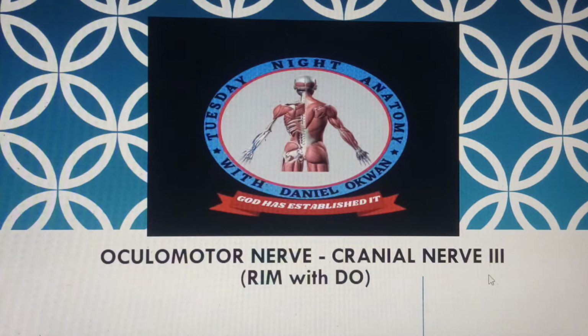So it means that at the end of this section, we should be able to tell the course and innervation of this oculomotor nerve, not forgetting that there are two nuclei, the oculomotor nucleus and the Edinger-Westphal nucleus. And so, without much ado, let's set the ball rolling.